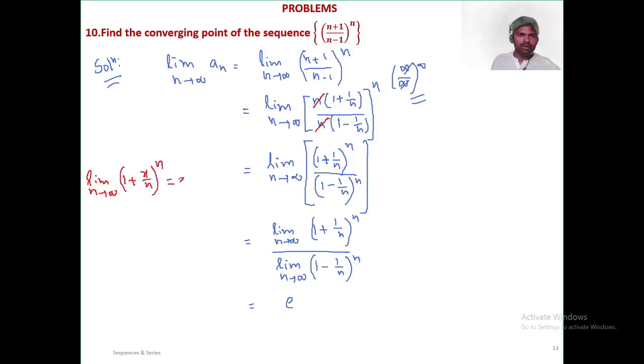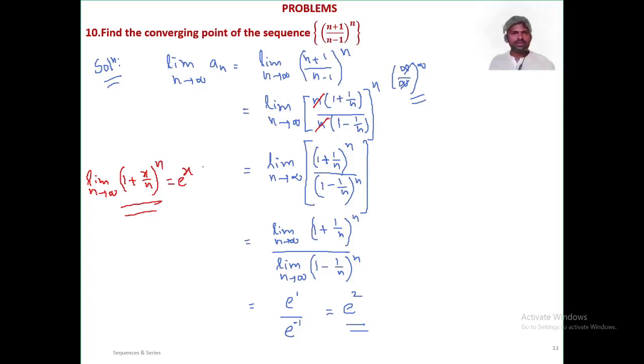This will be e power x. Using this formula, the numerator value is e power 1. In the denominator, e to the power of, instead of x you are having minus 1. Write this as plus minus 1: here you write plus and here you write minus. So instead of x you are having minus 1. Overall it will be e square. So the final answer is e square. Therefore the given sequence converges to e square.